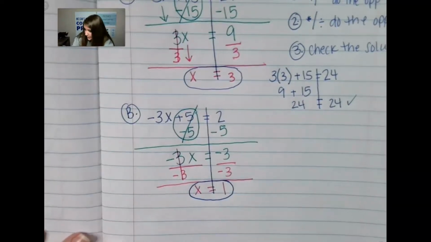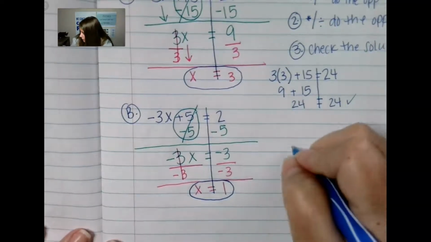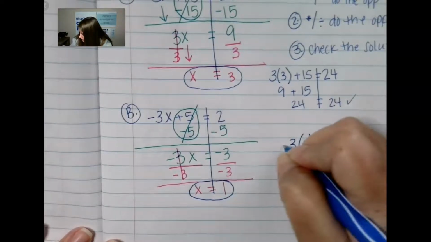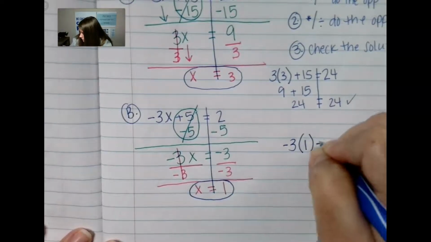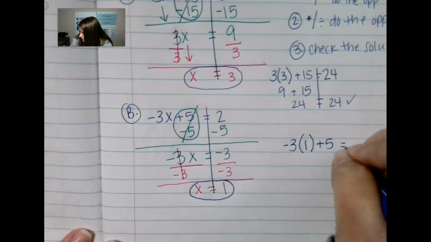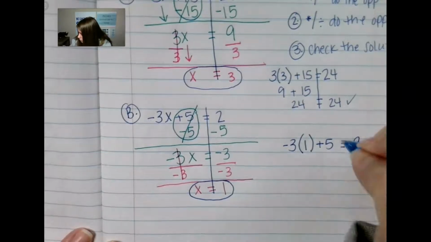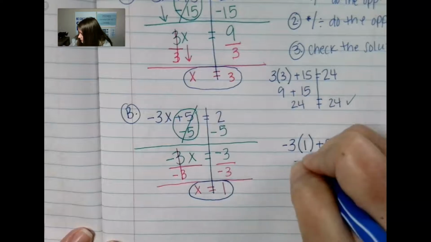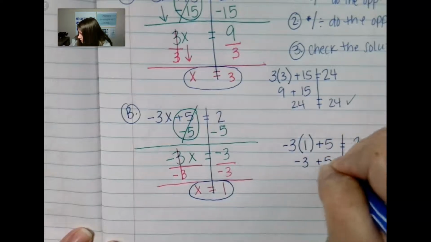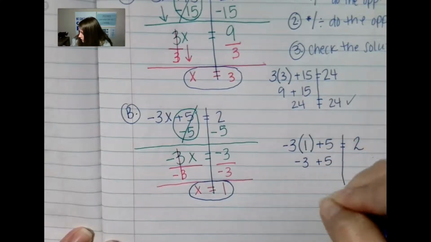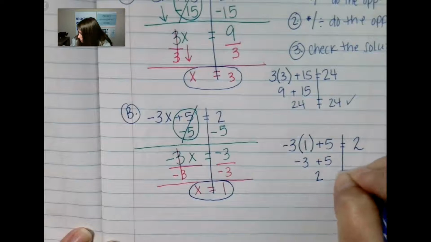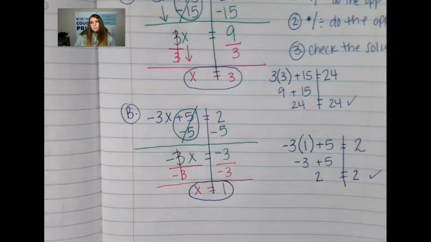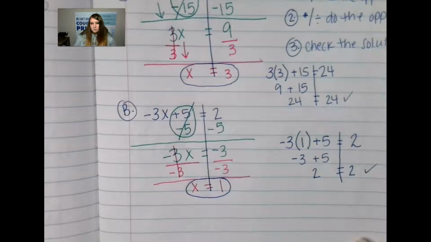So let's go ahead and plug this in. So I have negative 3 times 1, plus 5. I want it to equal 2. Let's check this out. Negative 3 times 1 is negative 3 plus 5. Negative 3 plus 5 gives me 2, and 2 is equal to 2. So my solution checks out.